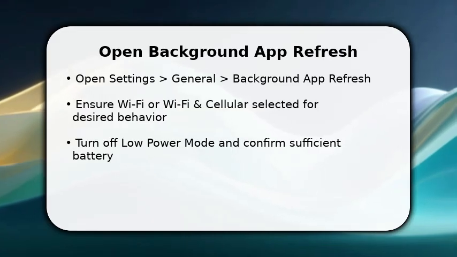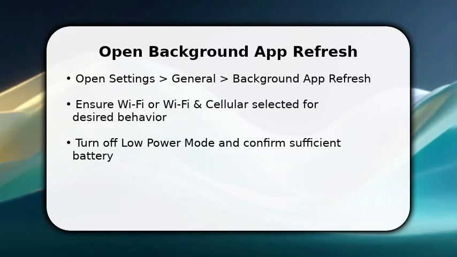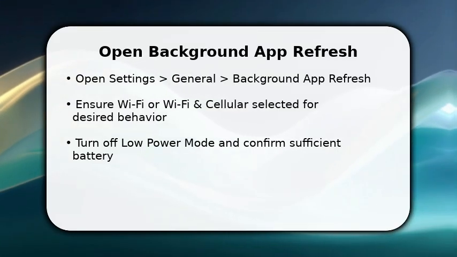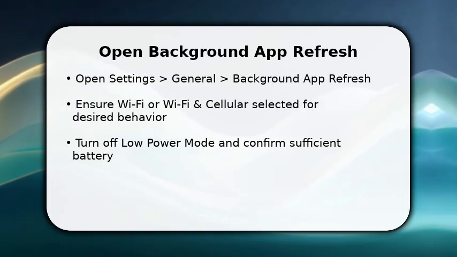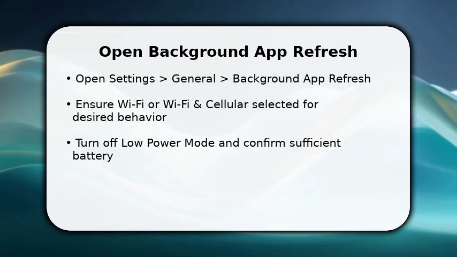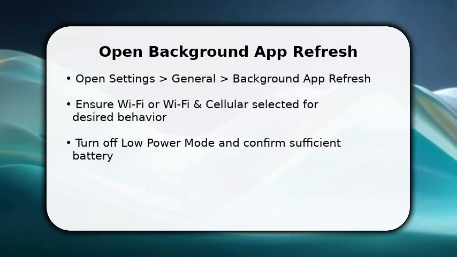You'll start in Settings because this is where iPhone controls background activity. Tap General, then Background App Refresh to open the menu. Once there, choose the overall mode, off, Wi-Fi, or Wi-Fi and cellular, depending on whether you want cellular data used.